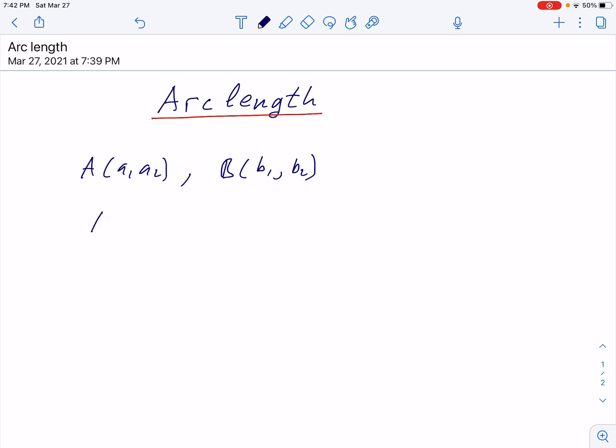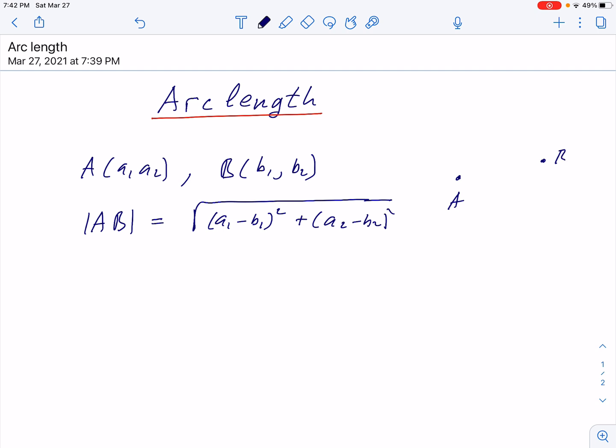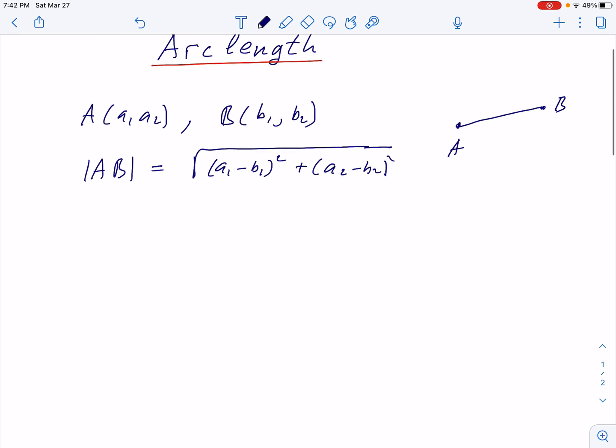the length of the segment from A to B, we can call it this way, and this will be square root of (A1 minus B1) squared plus (A2 minus B2) squared. So let's say we have 2 points A and B, and this way we can compute analytically the distance between them.